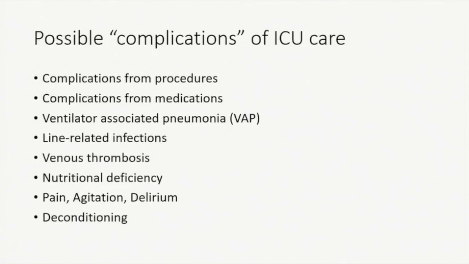So what are some of these possible comorbidity and complications of ICU care? One probably common complication is the procedures done on patients. So patients can have bleeding or injury to vascular structures from a central line insertion, for example.